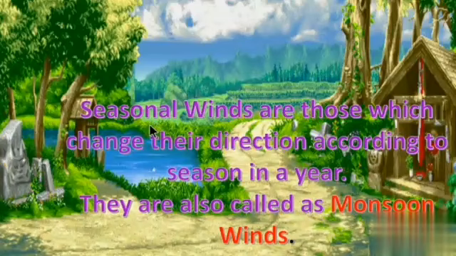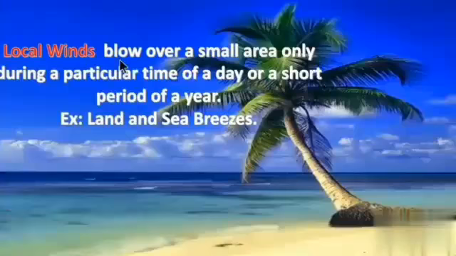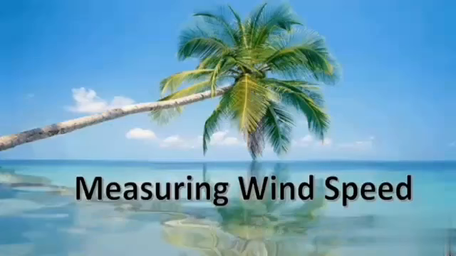Next one, local winds. Local winds blow over a small area only, during a particular time of a day or a shorter period of a year. Examples: land and sea breezes. Wind blowing from sea to land is called a sea breeze. So these are local winds.